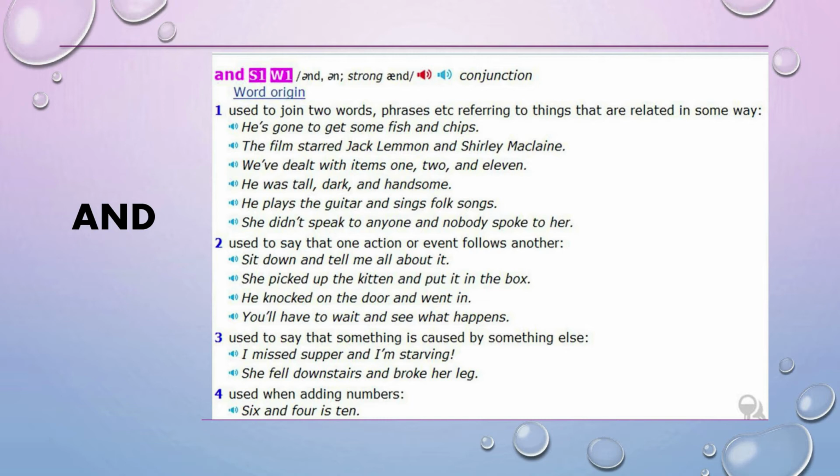Thirdly, and is used to say that something is caused by something else. For example, I missed supper and I'm starving. She fell downstairs and broke her leg. And we use it when adding numbers. 6 and 4 is 10.